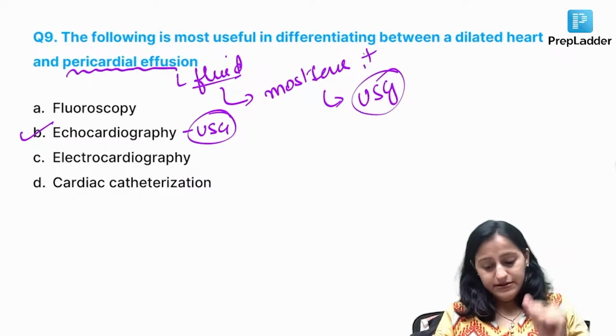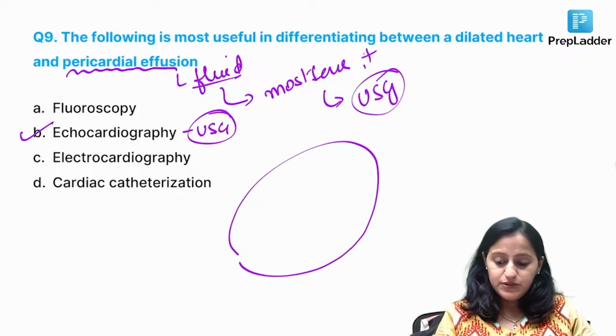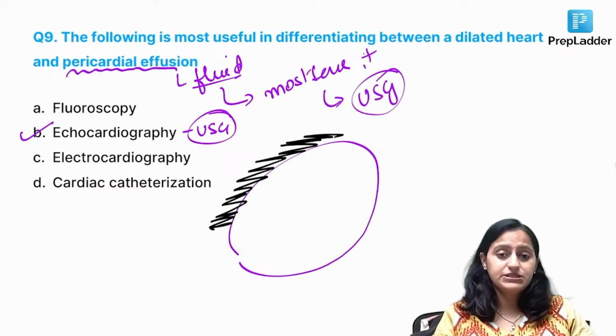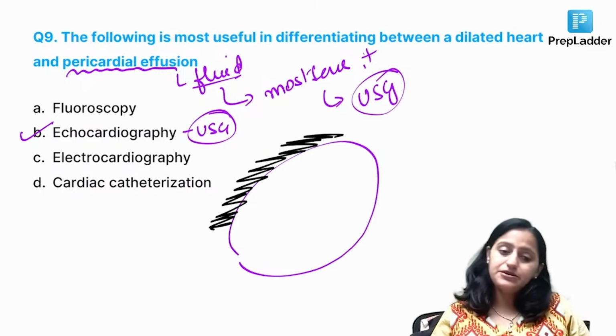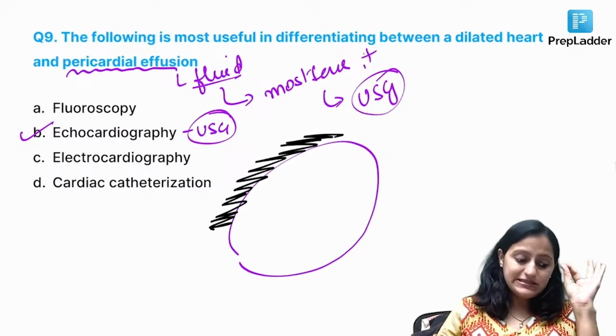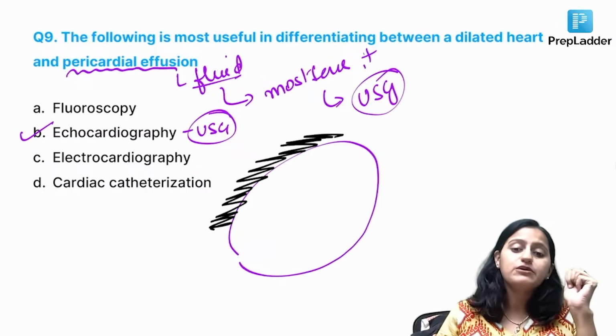Echocardiography. Right, so if this is the heart, you would see the black fluid surrounding the heart if it is effusion. If the heart is dilated, you will see the heart itself dilated. So for pericardial effusion, it is echocardiography which is done.